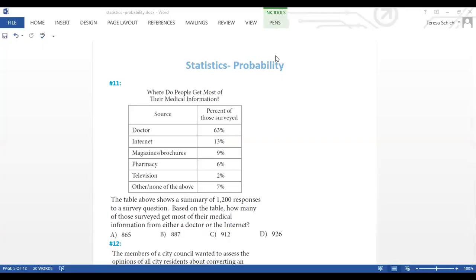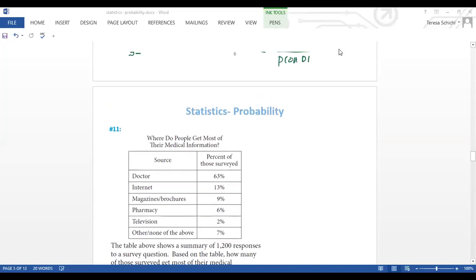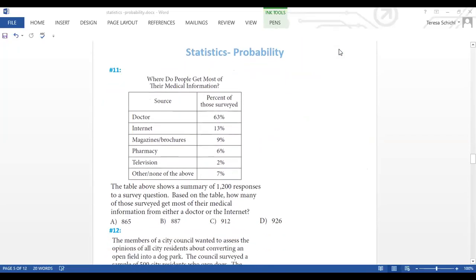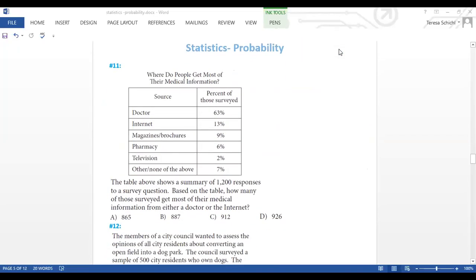Here are our worksheets, and as you can see, we stopped at number 10. So let's take a look at number 11. Remember, we always want to highlight the important information they tell us. Problem number 11 shows where people get most of their medical information: doctor, internet, magazine, pharmacy, television, or not. So let's take a look at the problem here.